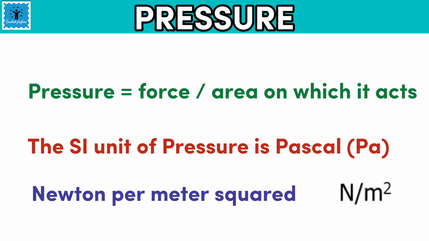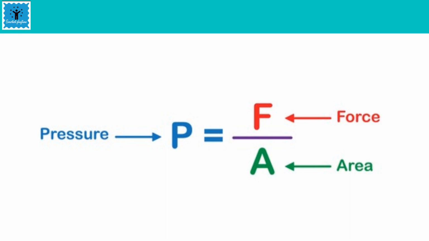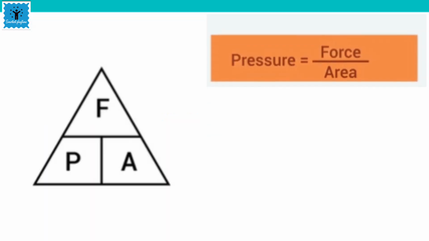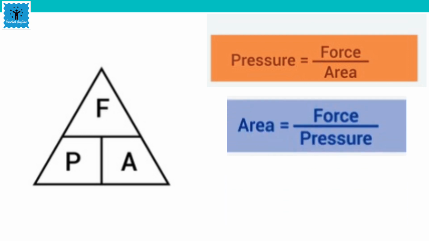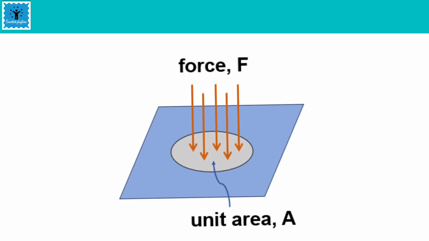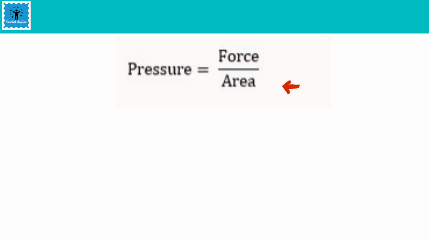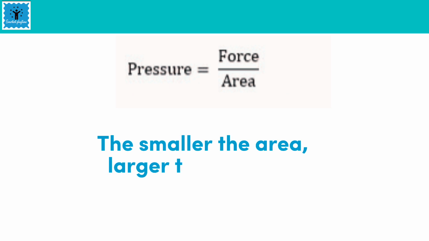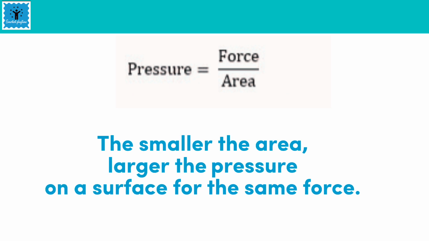So the relationship between force, pressure and area can be represented by this. Pressure is force divided by area. And area is equal to force divided by pressure. If we have to calculate the force, then the force is equal to the product of area and pressure. So here we consider only those forces which act perpendicular to the surface on which we are going to calculate the area. In this expression you can see that the area is in the denominator. So the smaller the area, larger the pressure on a surface for the same force.